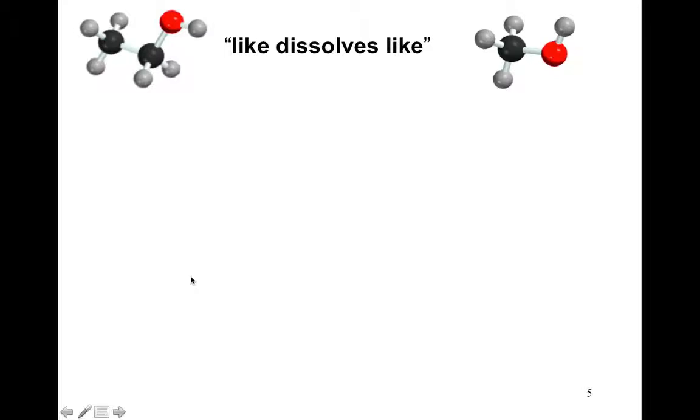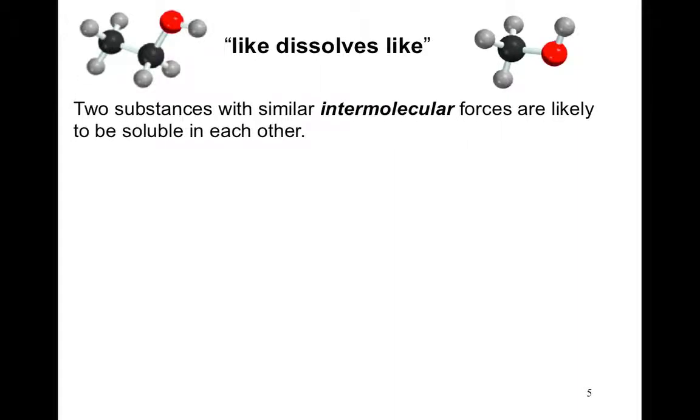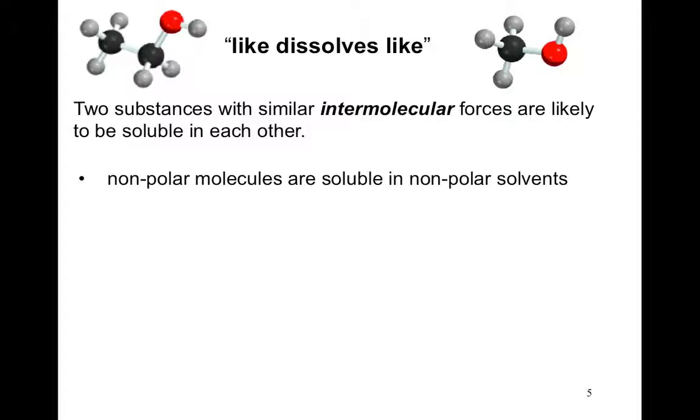So like dissolves like is kind of the rule of thumb for dissolving things in a solution. Polar dissolves polar, but polar won't dissolve non-polar, kind of like the whole oil and water don't mix thing. So two substances with similar intermolecular forces are likely to be soluble in each other. The reason we can get sodium chloride dissolved in water is, well, water's polar, and sodium chloride's polar. They have positive and negative ends, so it works out pretty well.